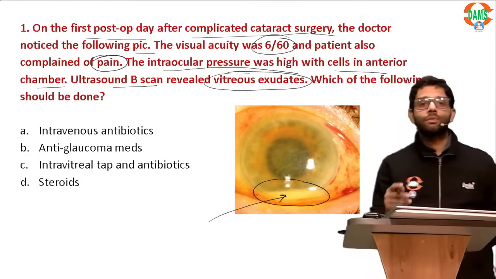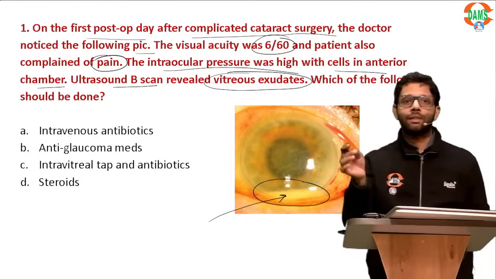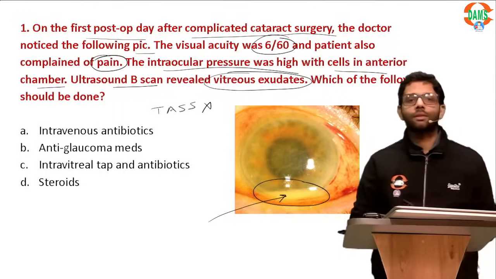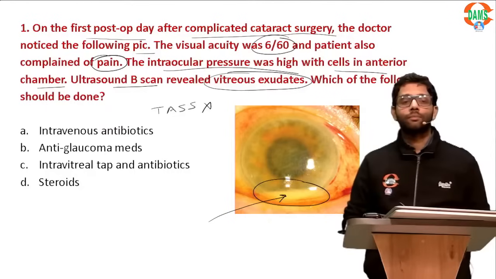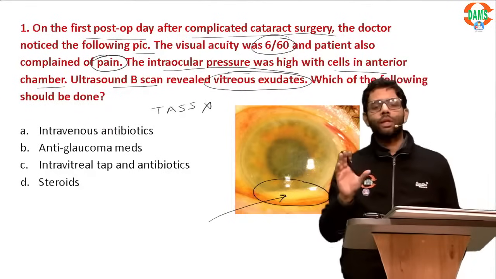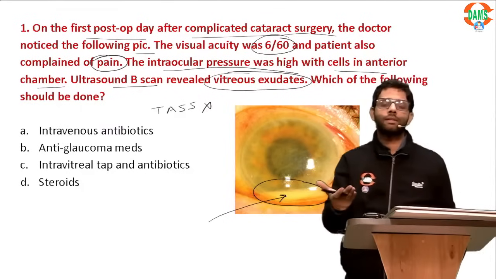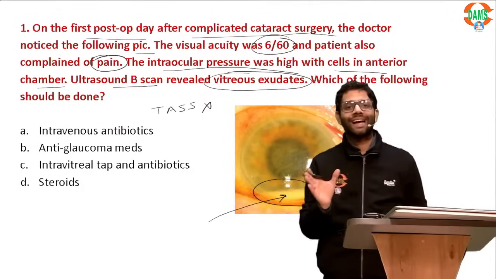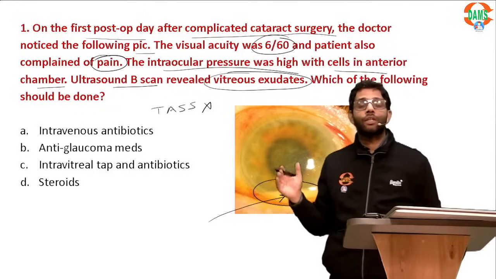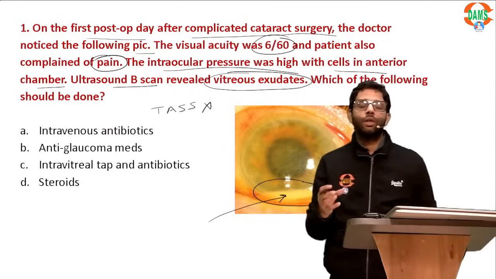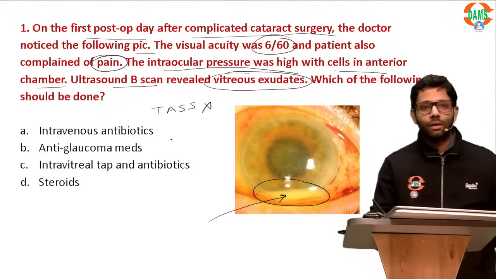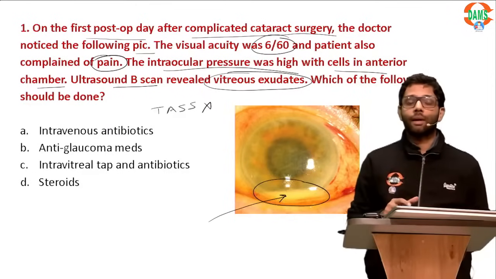One diagnosis that comes is toxic anterior segment syndrome, TASS, which cannot be the answer because vitreous is involved. As the name suggests, toxic anterior segment means there is inflammation only in the anterior segment, means till the lens. Vitreous is not involved. It is due to inflammation to IOL material. So TASS cannot be the answer. Endophthalmitis or pan-ophthalmitis is the next differential.